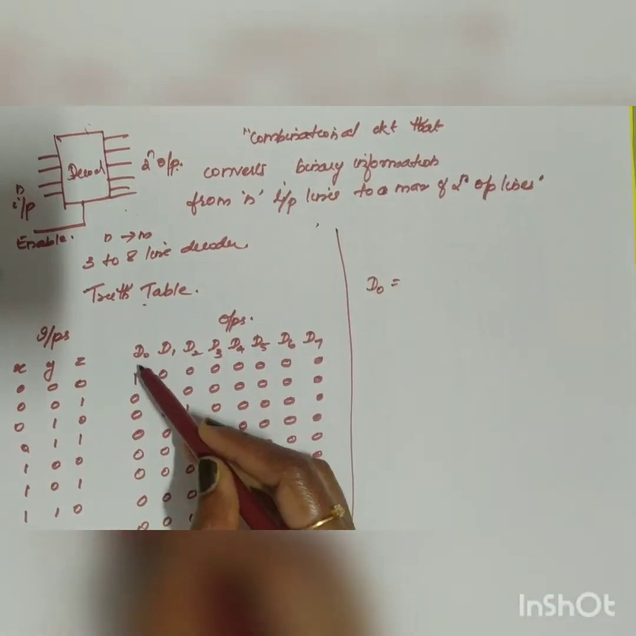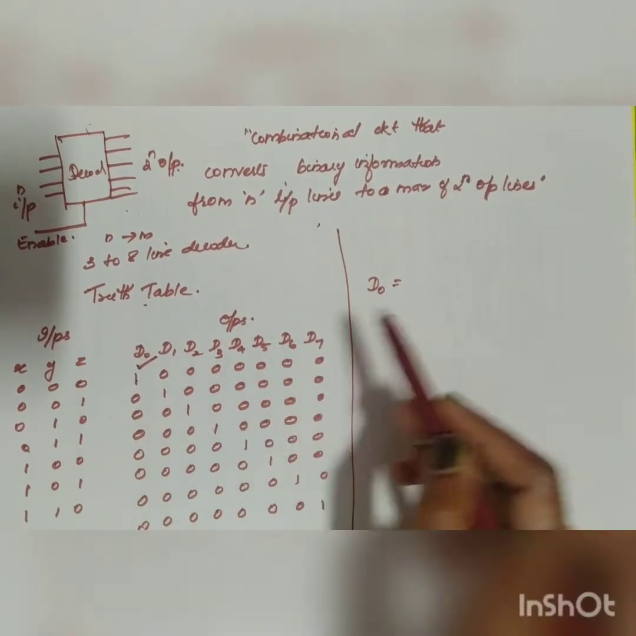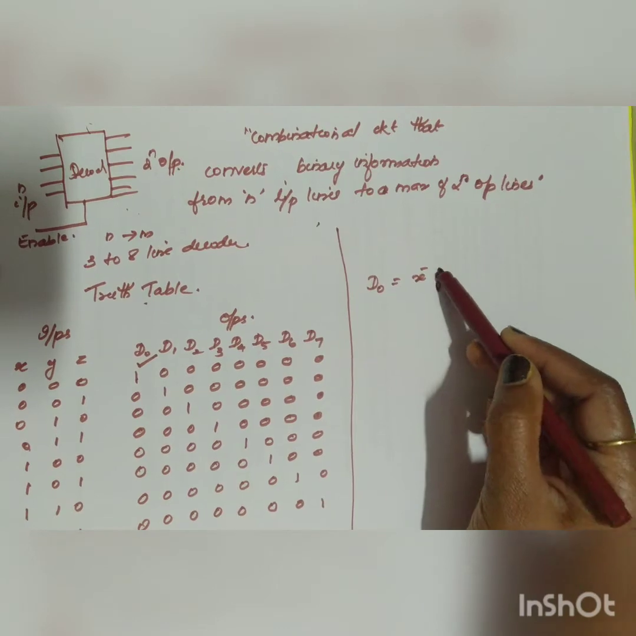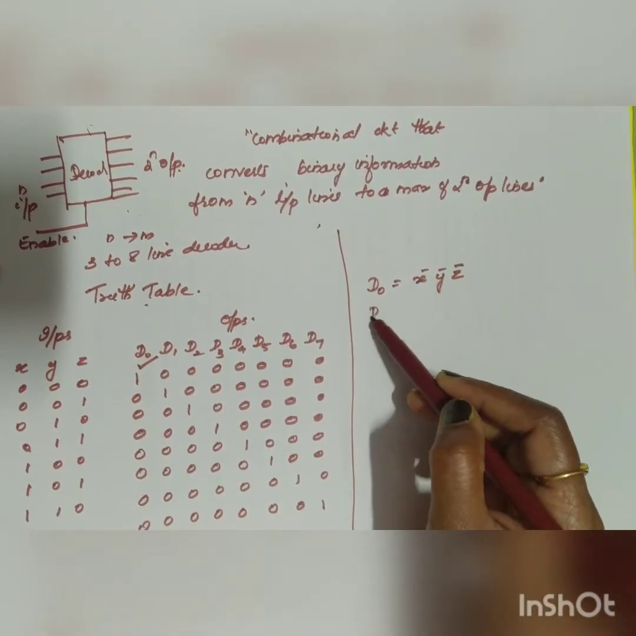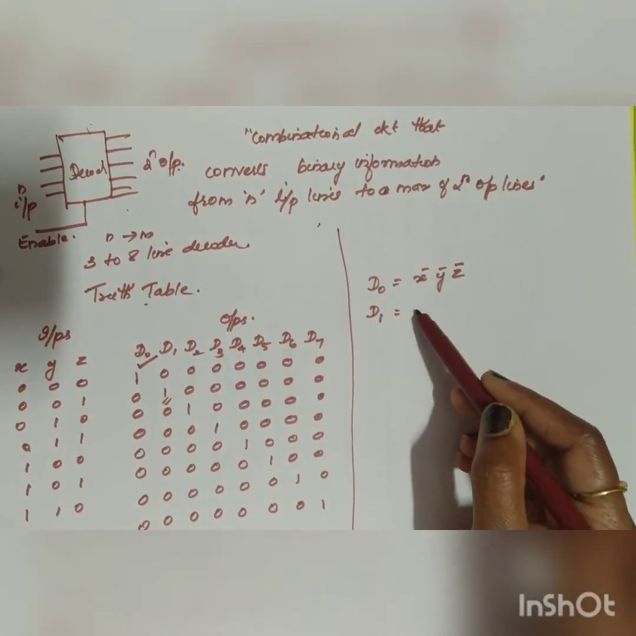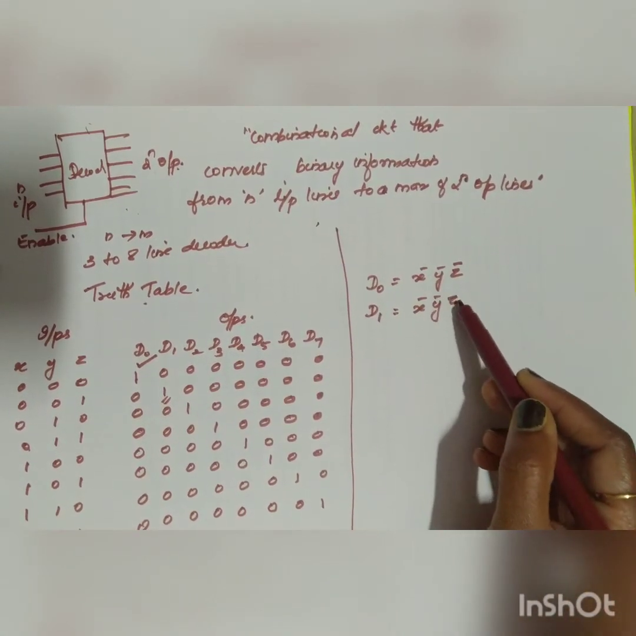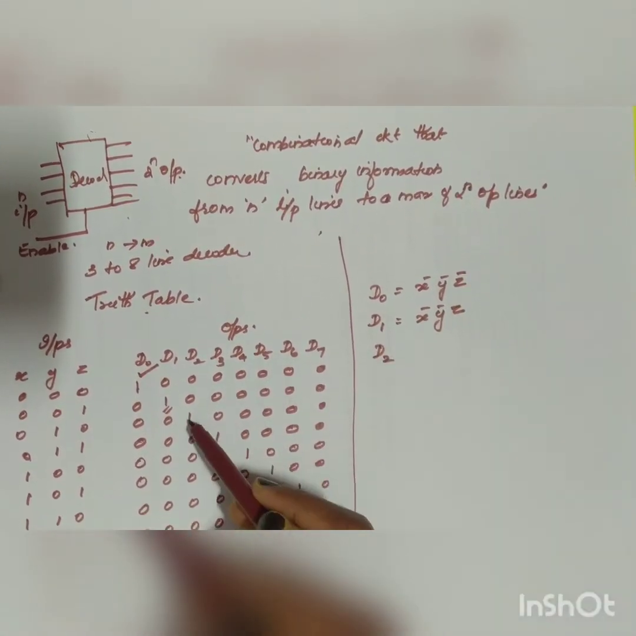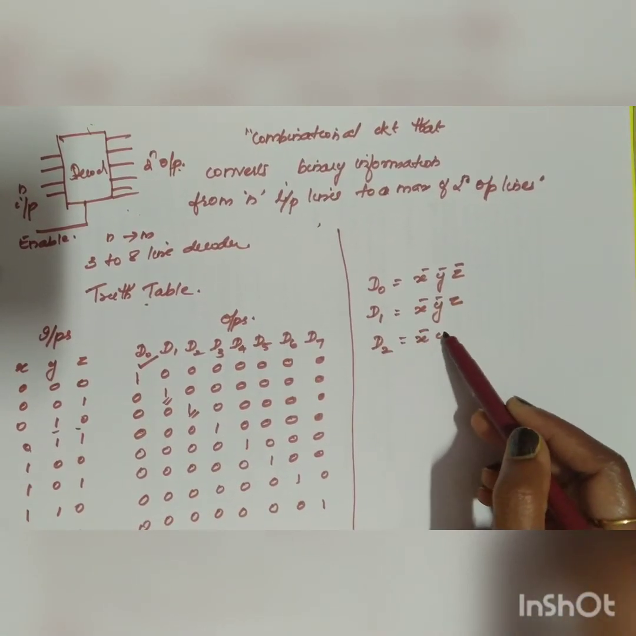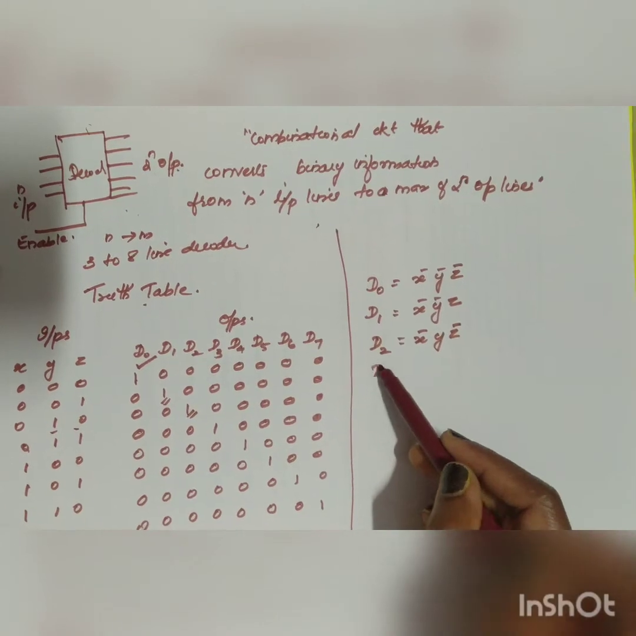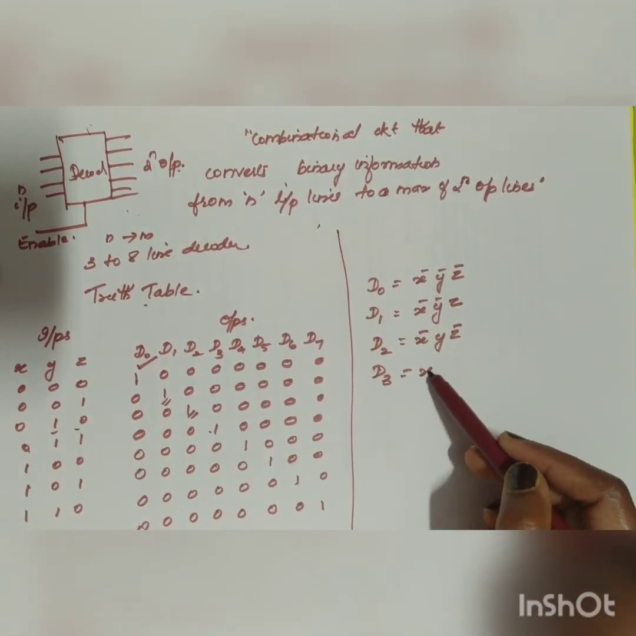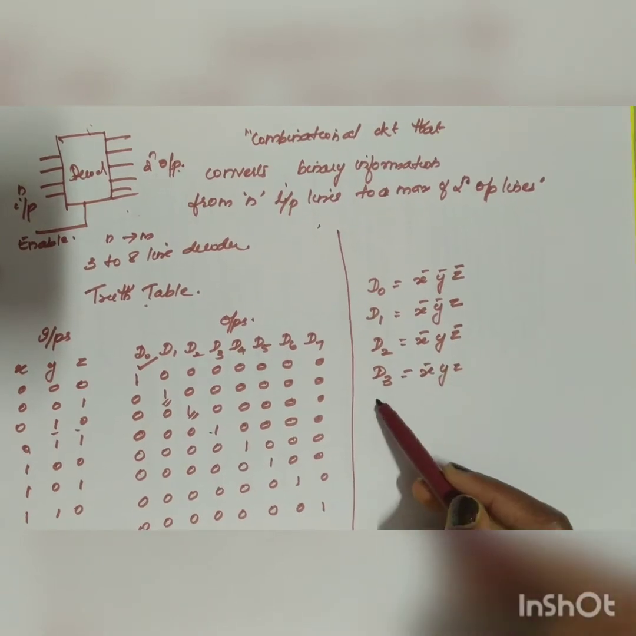D0 is equal to 1 only for the case X bar, Y bar, Z bar, right? So what will be your D1? D1 is 1 for the case 0, 0, 1, so X bar, Y bar, Z. What will be your D2? D2 is 1 for 0, 1, 0, which is equal to X bar, Y, Z bar. D3 is equal to 1 for 0, 1, 1, so X bar, Y, Z.